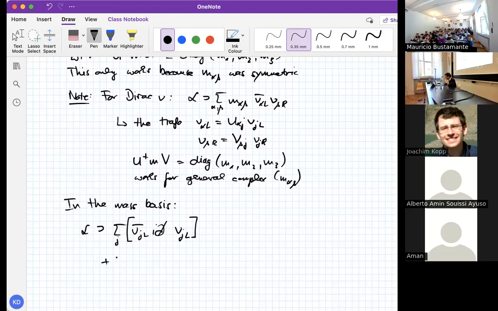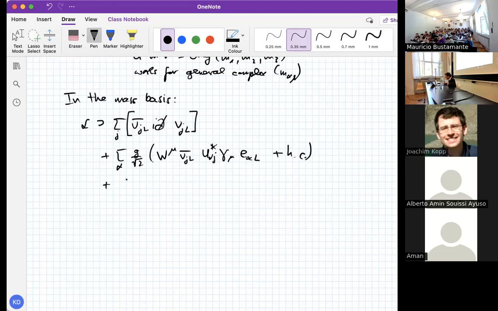Then the charge current interaction, that's the one where the most important change happens, because that one now receives an insertion of the mixing matrix. So this now reads W_μ sum over j, L-bar, U_αj^*, γ^μ, E_αL, plus the Hermitian conjugate.